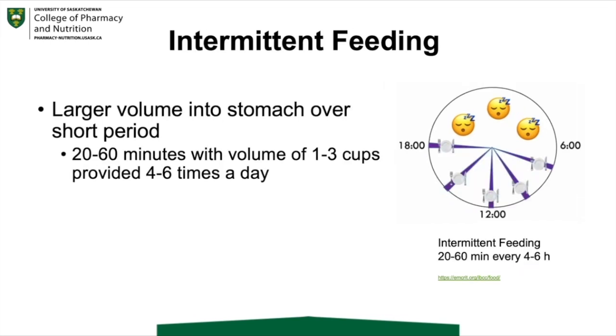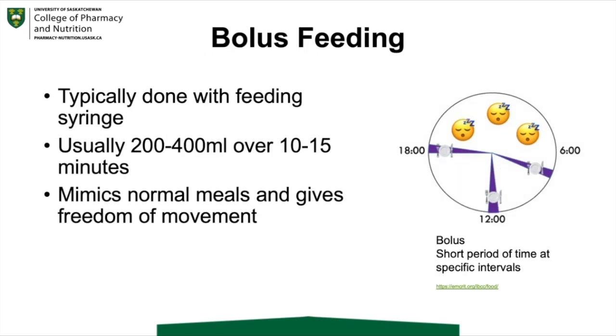Intermittent feeding provides large volumes of feed into the stomach over shorter periods. It is administered for 20 to 60 minutes with a volume of 1 to 3 cups and typically is done 4 to 6 times per day. This will follow meals and snack time schedules.